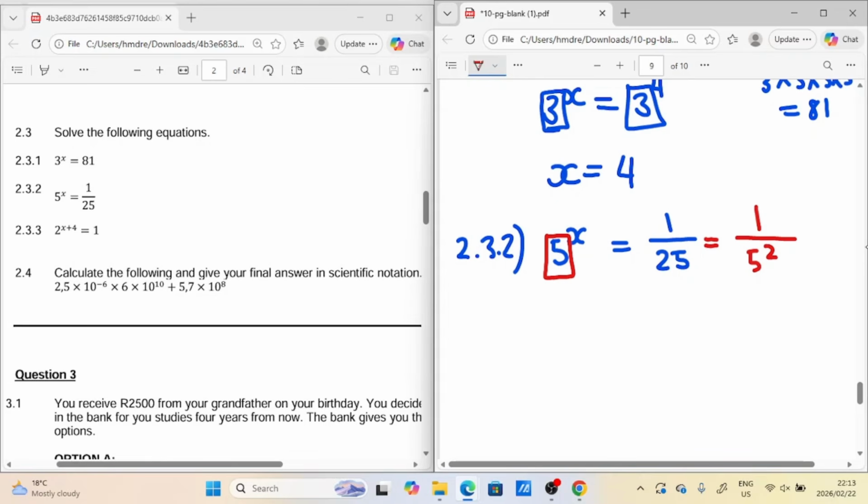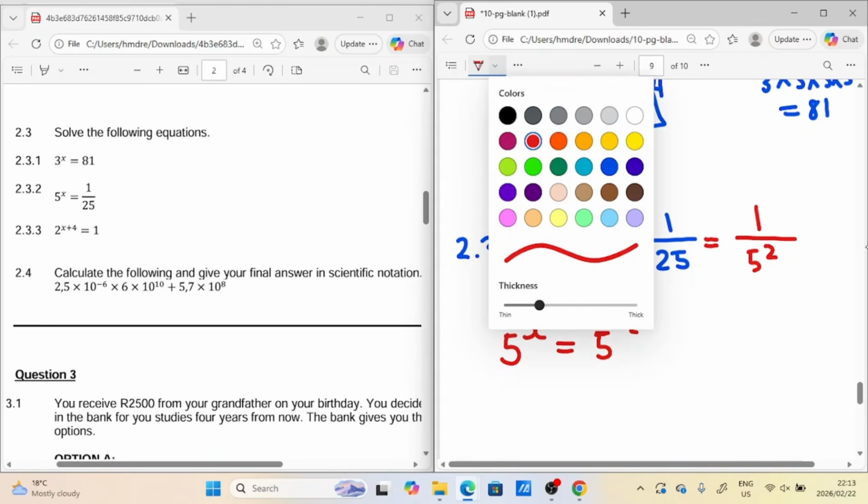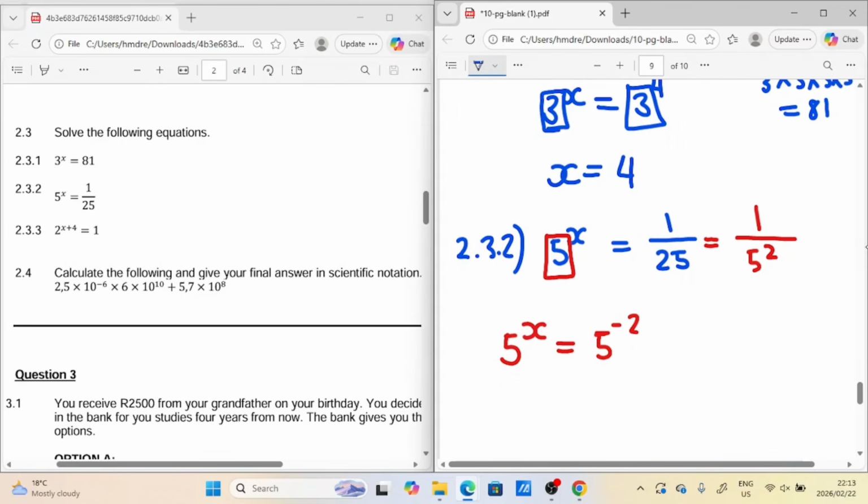Okay, which is good, but we don't want it at the bottom of the fraction here. But we can use our exponent laws and say 5 to the x is equal to, if I take this 5 squared up, it becomes 5 to the minus 2. So that's one of my exponent laws. If it's at the bottom like this, it's fine to take it up. It just becomes a negative exponent. And then again, the bases are the same here. So this is 5, which is the same as this. And so that means the exponents are the same. So x is then equal to minus 2 for this one.